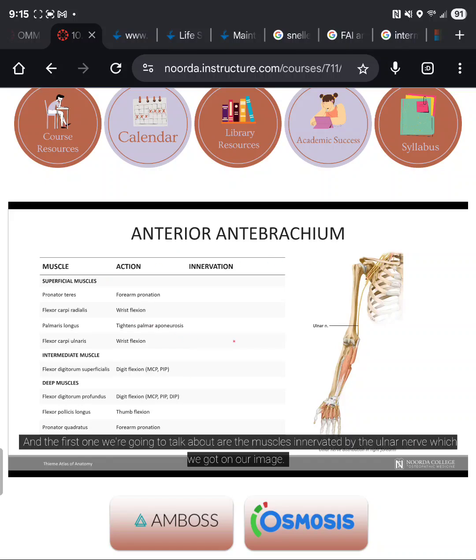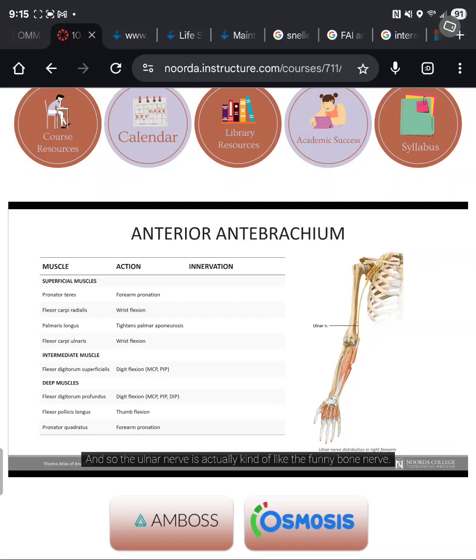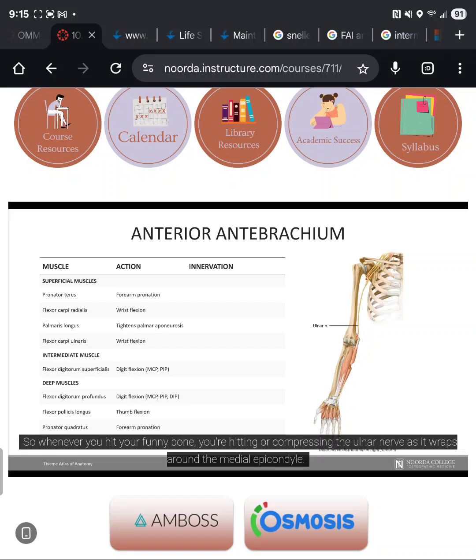And the first one we're going to talk about are the muscles innervated by the ulnar nerve, which we've got on our image. So as we follow the ulnar nerve, we see it wraps posterior to the medial epicondyle of the humerus. And so the ulnar nerve is actually kind of like the funny bone nerve. So whenever you hit your funny bone, you're hitting or compressing the ulnar nerve as it wraps around the medial epicondyle. And with this as well, it's clinically significant because fractures to the medial epicondyle can injure the ulnar nerve.